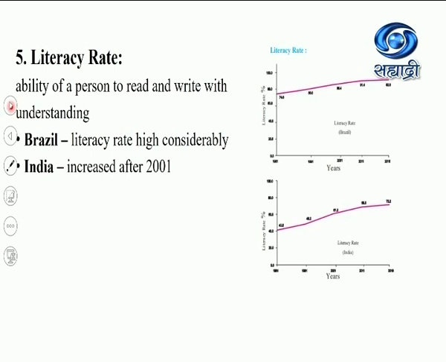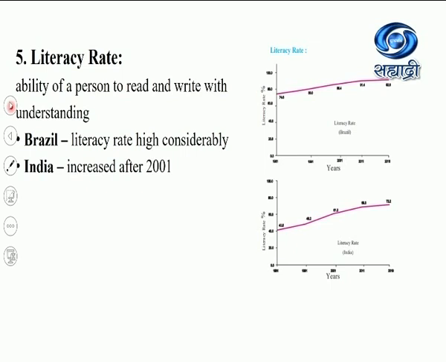The last one is the literacy rate, which is very important for any country. So what is literacy? What do you mean by literacy? Literacy means the ability of a person to read and write with understanding. So when a person is able to read and write his name or do some mathematical calculations, that person is called a literate person.